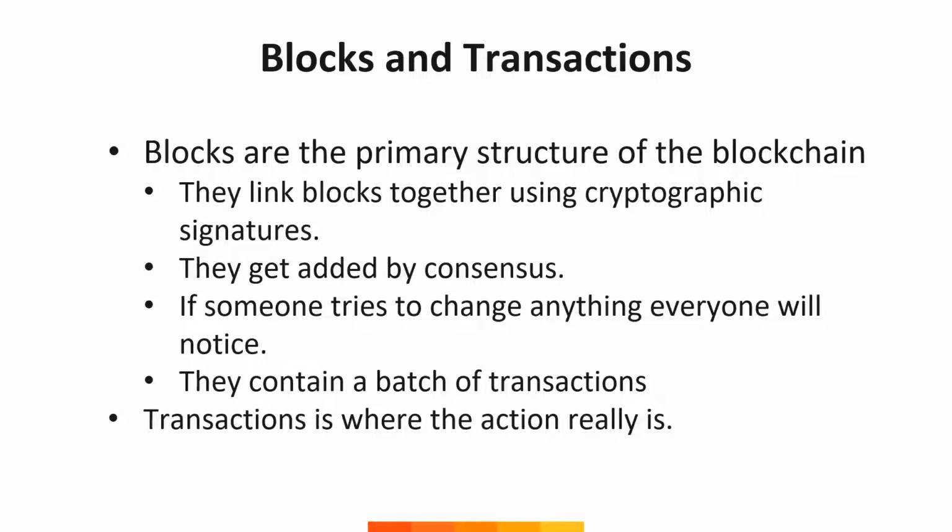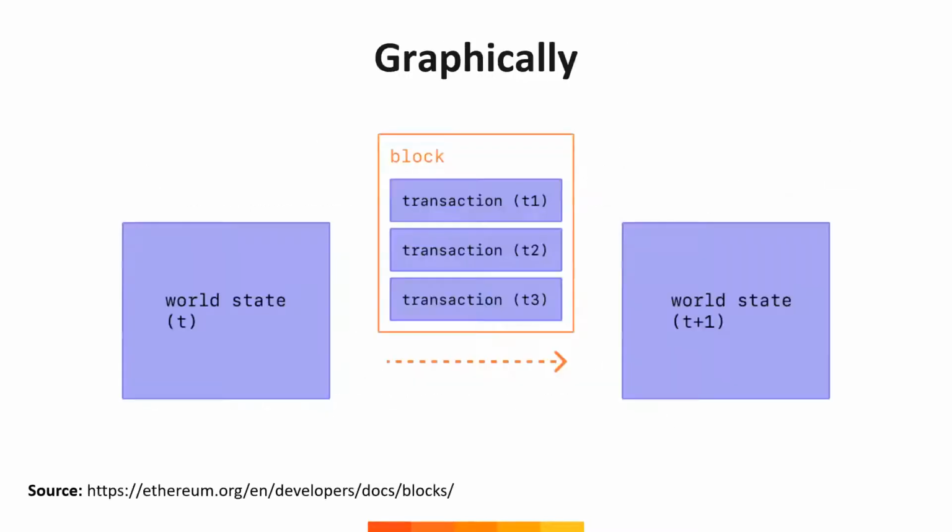The blocks also contain batches of transactions, and really the transactions are where the action happens. Transactions are essentially the bread and butter of what is happening, because those are the state changes in the world. So as you can see here, you have the world state as it was 10 minutes ago. Then a miner will solve this distributed problem using this group of transactions and be rewarded for that.